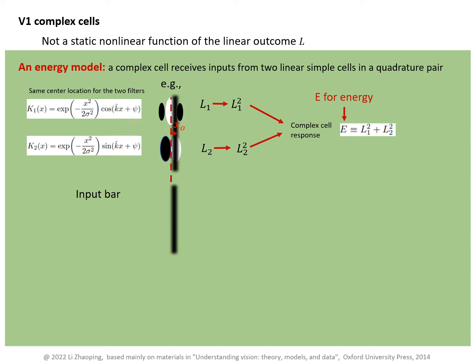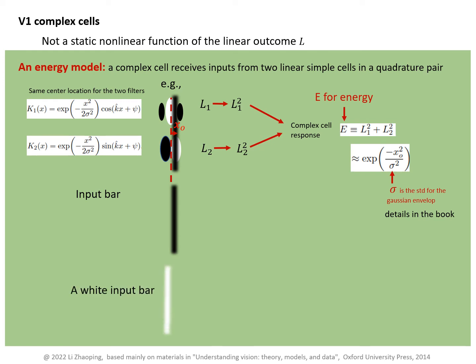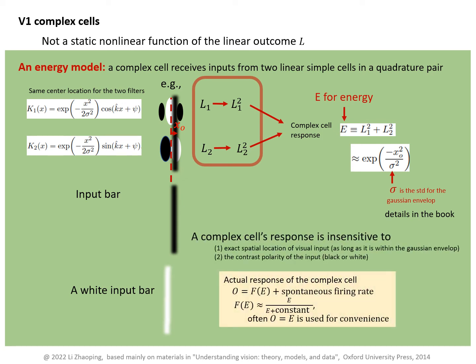Let's say that this bar is at a distance x0 from the center of the Gaussian envelope, and the center of the Gaussian envelope is also the center of the receptive field of this complex cell. Then the complex cell's response is roughly this for a bar whose width roughly matches the width of the on and off regions. This response is also insensitive to whether the bar is black or white, so you can put a white bar, it's also okay, because this squaring operation removes the sign of the original linear response. So in summary, a complex cell is insensitive to small spatial variations and the contrast polarity of the visual inputs.